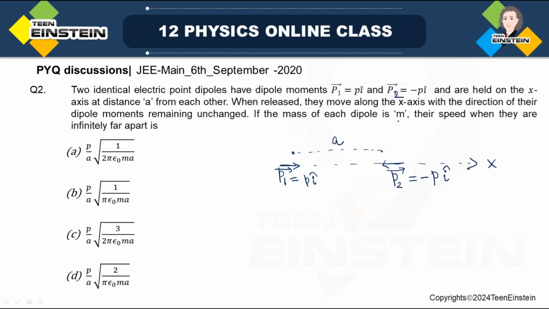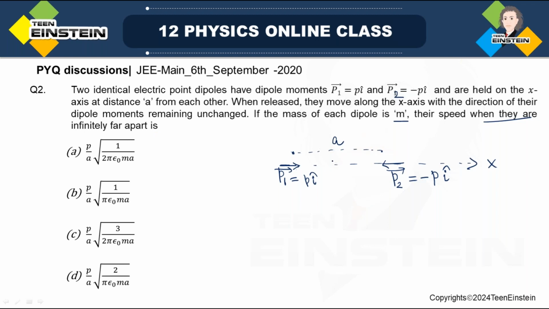If the mass of each dipole is small m, what will be their speed when they are infinitely far apart? Okay, so when released, they move along the x-axis with the direction of their dipole moments remaining unchanged. If the mass of each dipole is m, then what is the speed when they are infinitely far apart?